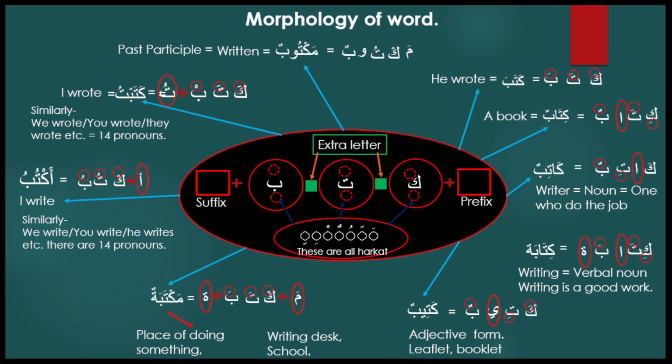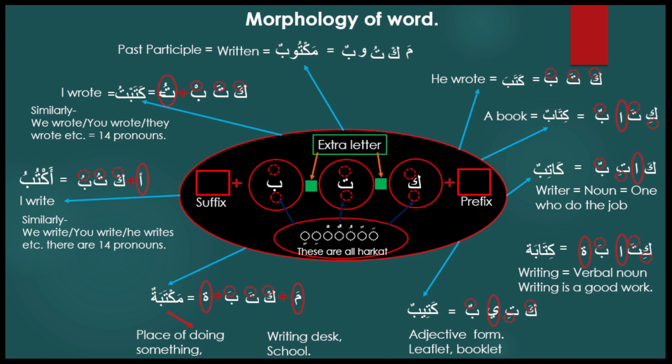These are the different ways that we can make different words from these three base letters kaf, ta and ba. The first word is kataba, meaning he wrote, and all other words are related to writing: I wrote, you wrote, maktabatun meaning madrasa, kitabun, katibun. So all are related to writing.